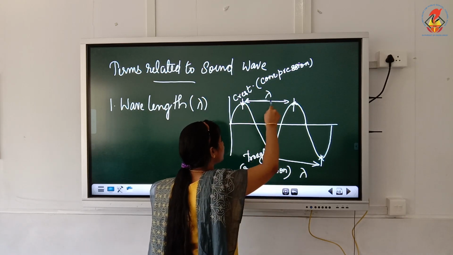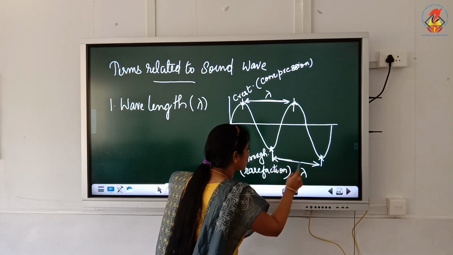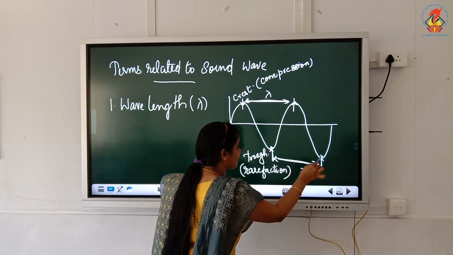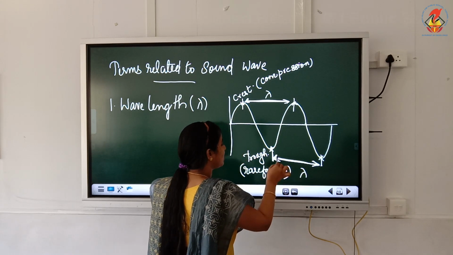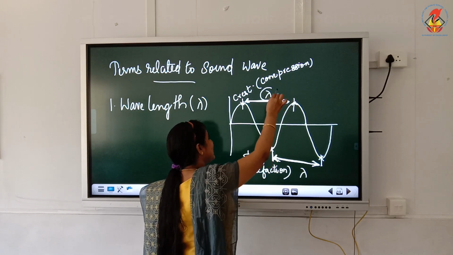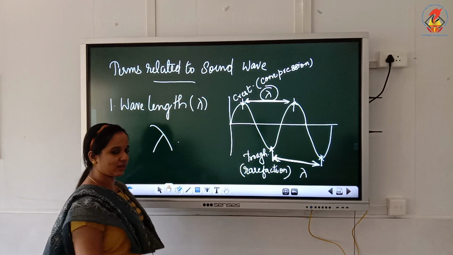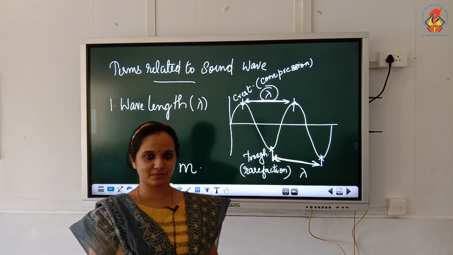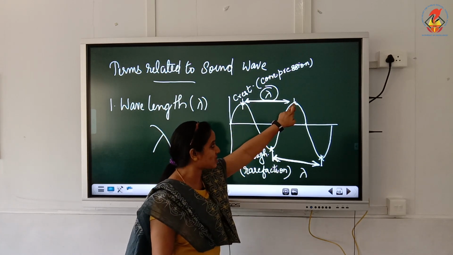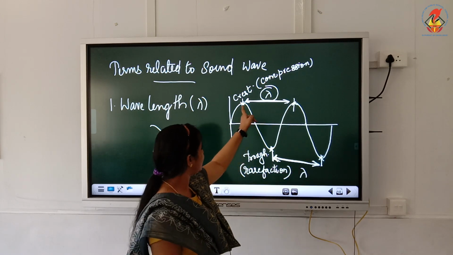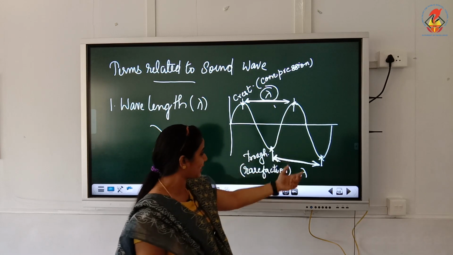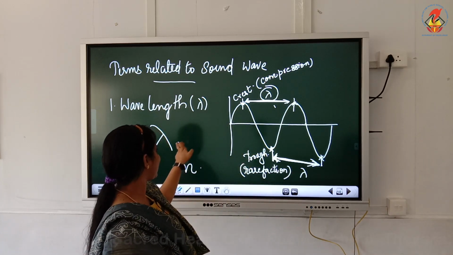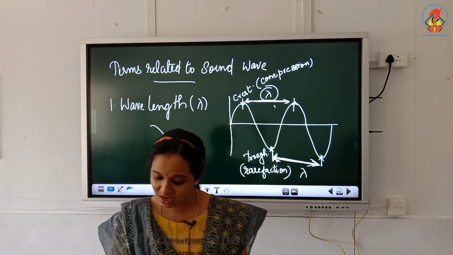And the distance between two consecutive crests or two consecutive troughs, this distance between the troughs or crests is called wavelength. Wavelength is denoted by the Greek letter lambda, and its SI unit is meters. So it is the distance between two consecutive crests or two consecutive troughs, and it is denoted by the Greek letter lambda, and its SI unit is meters.